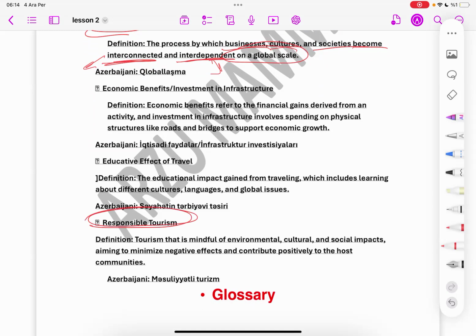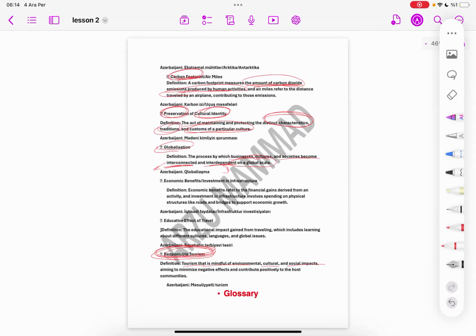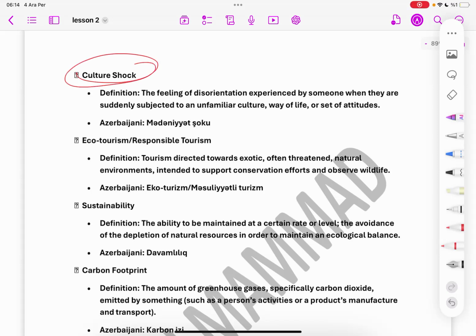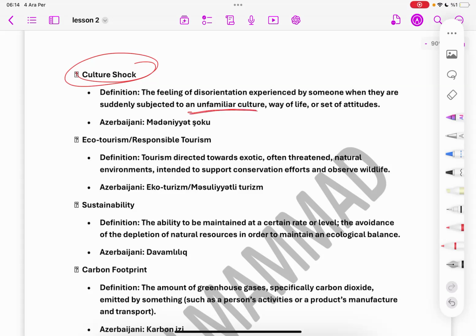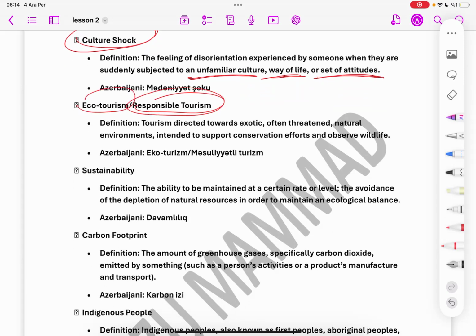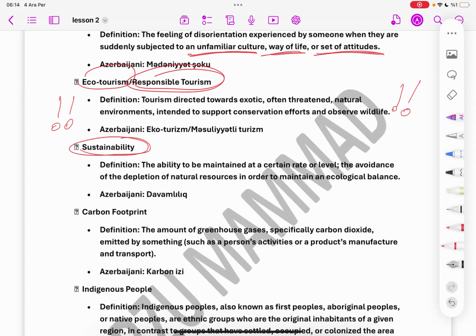So responsible tourism, this is very important, tourism that is mindful of the environmental, cultural, and social impacts. For example, while talking about the ways to solve the problems that tourism leads to, you can say that responsible tourism can solve this problem. So they pay attention to this type of details. Then we have culture shock, when you visit a new country and you observe an unfamiliar culture, way of life, and set of attitudes, then you experience culture shock there. Ecotourism, responsible tourism. This is the way to solve most of the environmental problems. Sustainability, sustainable.